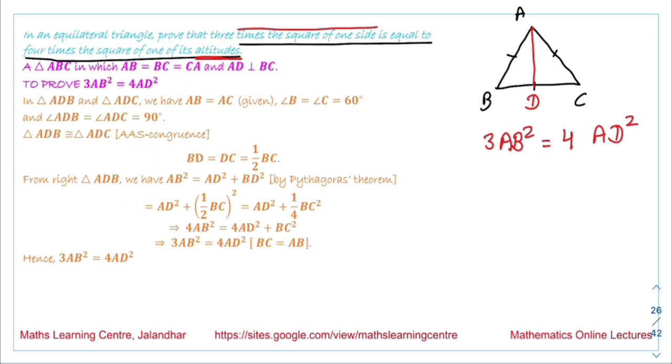Now if we talk about the two triangles, one is triangle ADB and the second is triangle ADC. The angle at B and the angle at C, these two angles measure 60 degrees. These angles at D are of 90 degree measure. Then it is given that sides AB and AC are equal in length. So we get that triangle ABD is congruent to triangle ACD.